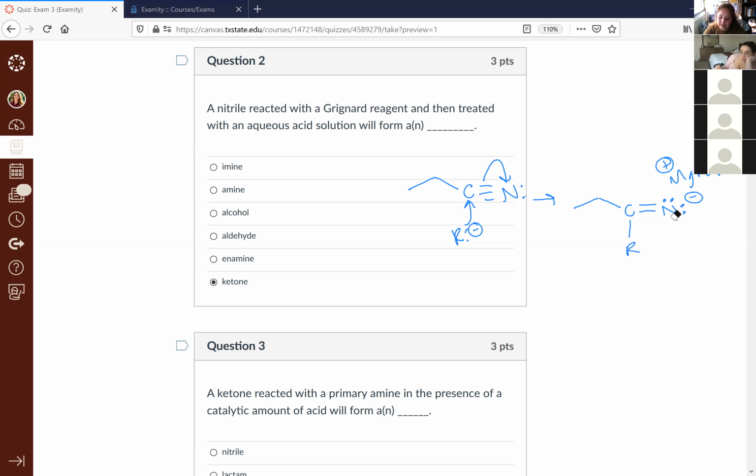And then you add in aqueous acid solution. This will first get protonated. What functional group is this when it gets protonated?